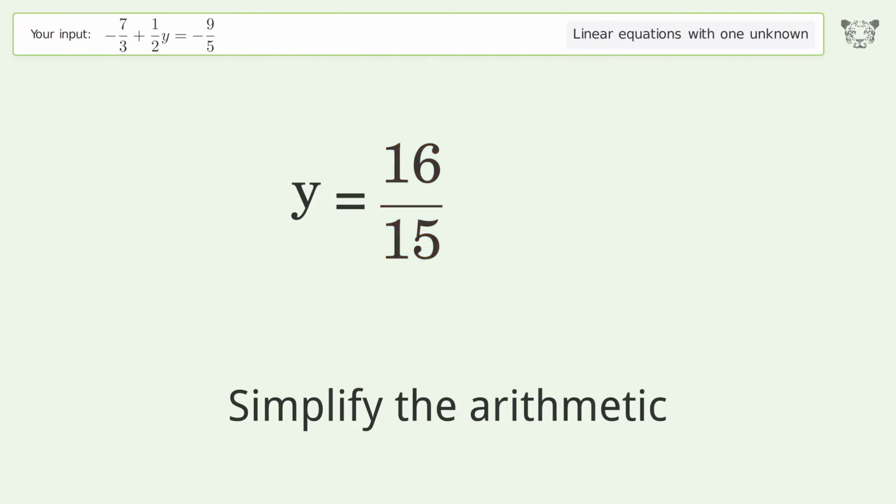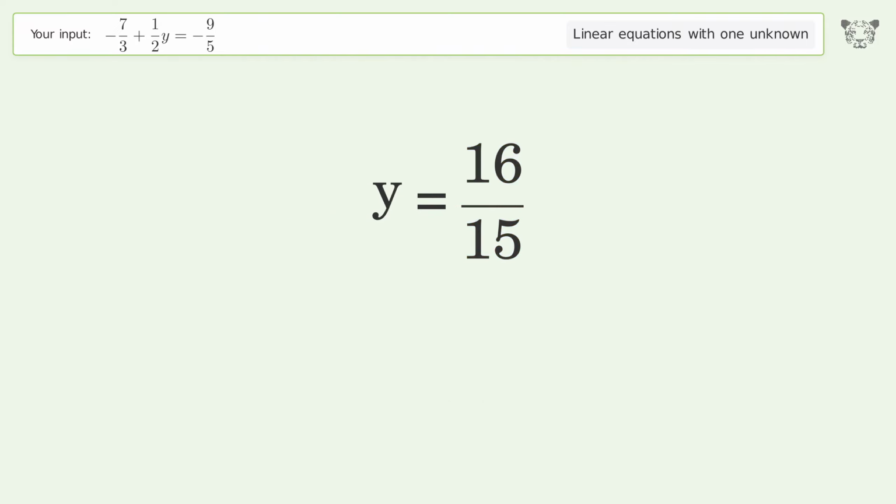And so the final result is y equals 16 over 15.